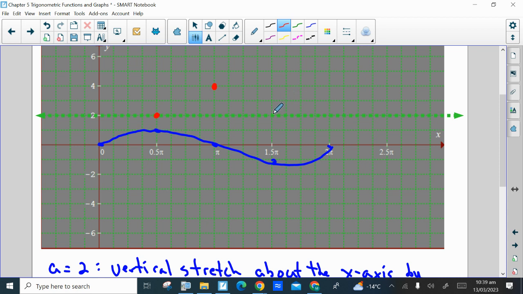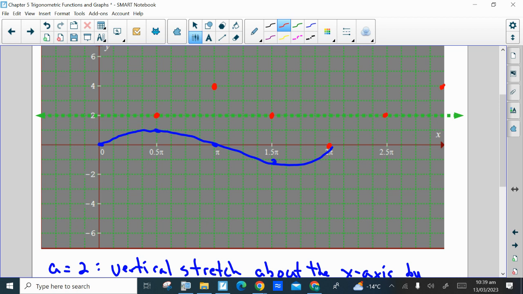Another pi on 2 or half pi, we're back to the middle. So at 1.5 pi, you're back to the middle on the horizontal midline. Another pi on 2 will be at our minimum, which again is 2 units below the horizontal midline because that's our amplitude. Another half pi, we're back to the middle. Another half pi, we're at our maximum.